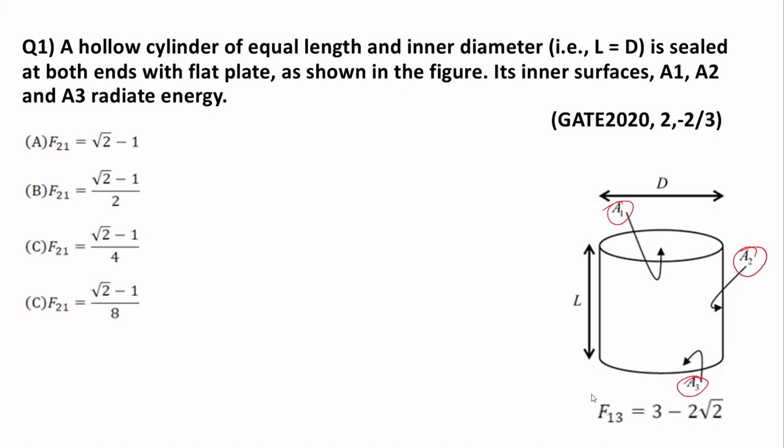It is given that F13 is equal to 3 minus 2 root 2, and you are asked which of the following options is correct. Basically, you are asked to find the value of F21 in this particular question. I hope the question is understood.